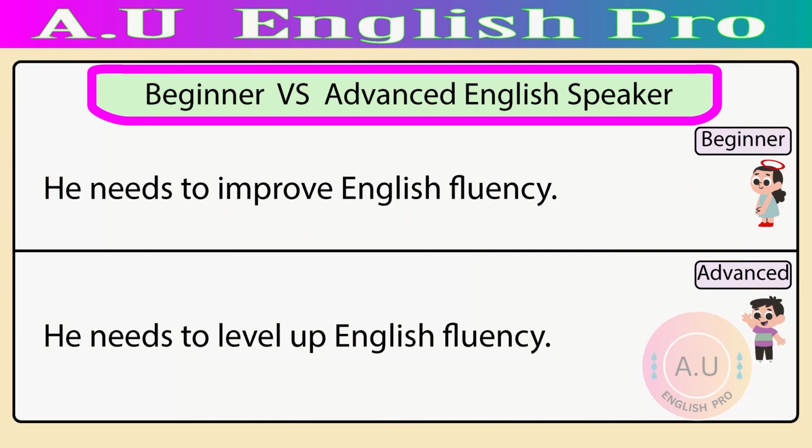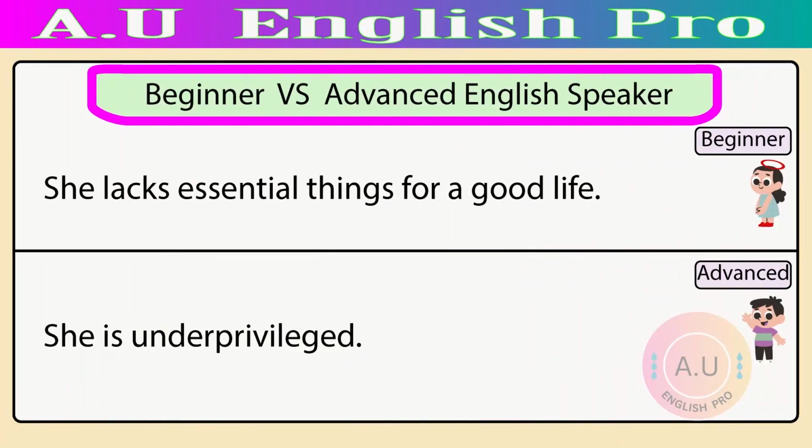Friends, our next sentence is, he needs to improve English fluency. So instead of using this sentence, if you want to sound better, so you can say, he needs to level up English fluency. Friends, our next sentence is, she lacks essential things for a good life. If you want to sound better, so you can say, she is underprivileged.